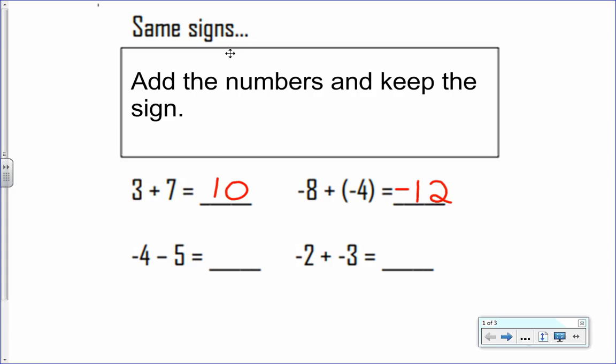Negative 4 minus negative 5 is a subtraction problem, so it would be changed to negative 4 plus negative 5. So again, we'd have the same signs, so the answer would be negative 9. And then negative 2 plus negative 3, they're both negative. So 2 plus 3 is going to be 5, and the answer will be negative 5. So if you have the same signs, you're just going to add them together and keep whatever the sign is.